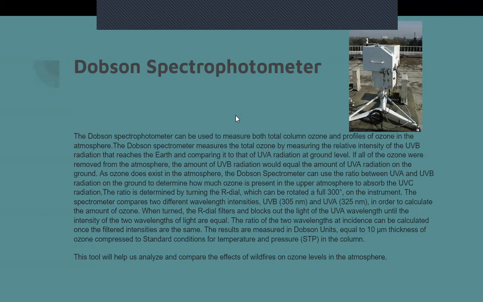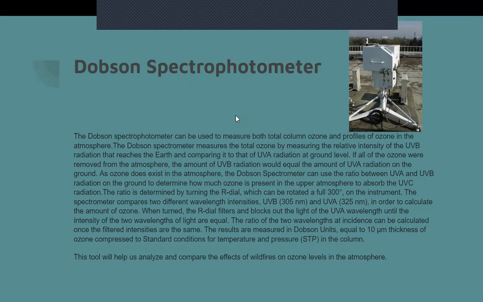The ratio is determined by turning the R dial, which can be rotated a full 300 degrees on the instrument. The spectrophotometer compares 2 different wavelength intensities, UVB, which is typically around 305 nanometers, and UVA, which is roughly 325 nanometers, in order to calculate the amount of ozone.